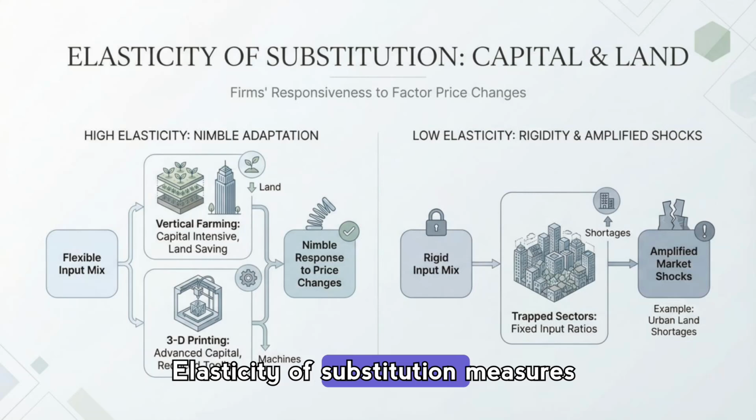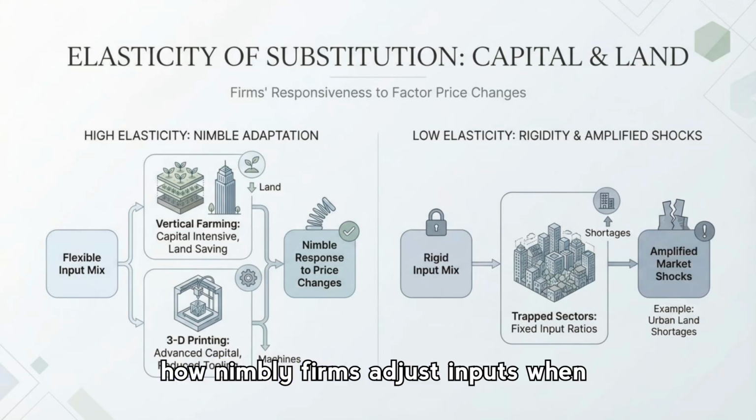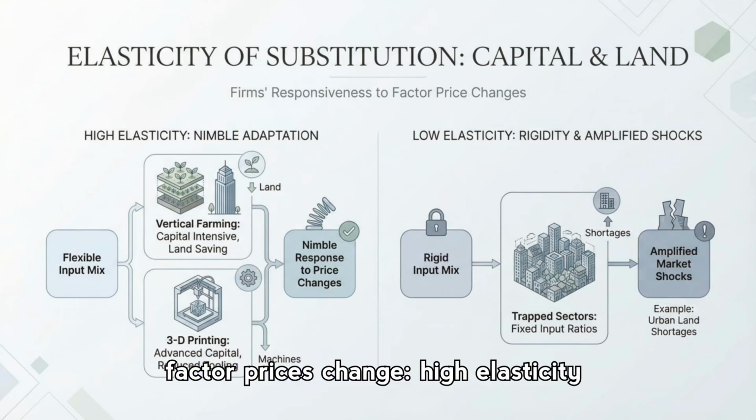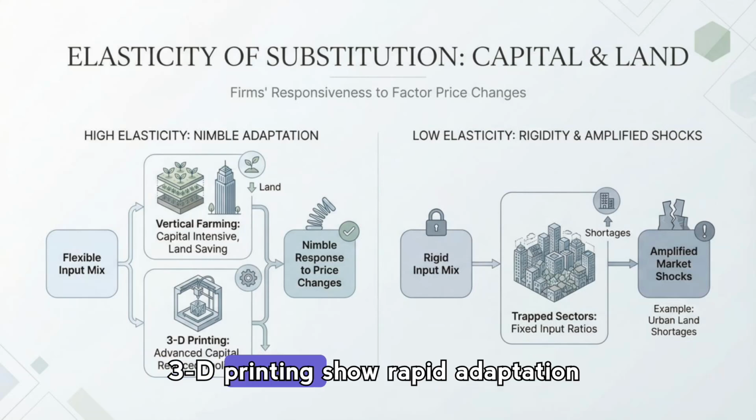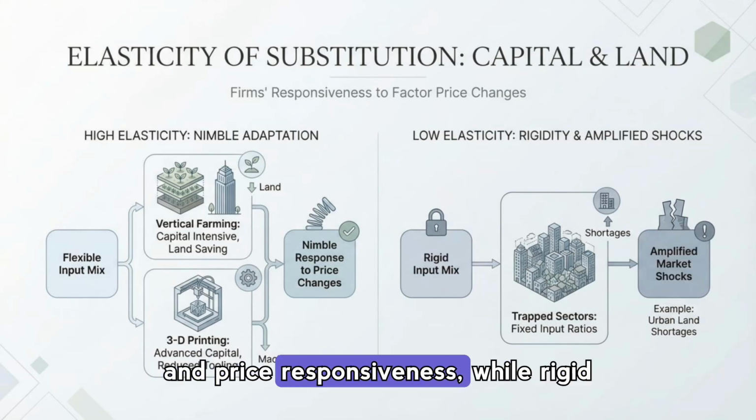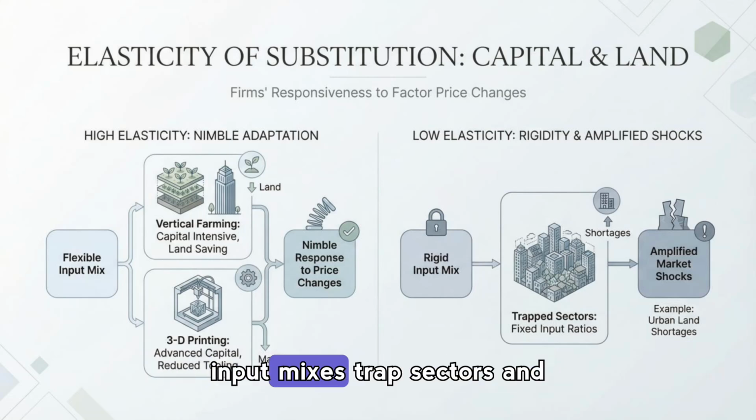Elasticity of substitution measures how nimbly firms adjust inputs when factor prices change. High elasticity examples like vertical farming and 3D printing show rapid adaptation and price responsiveness, while rigid input mixes trap sectors and amplify shocks, as seen in urban land shortages.